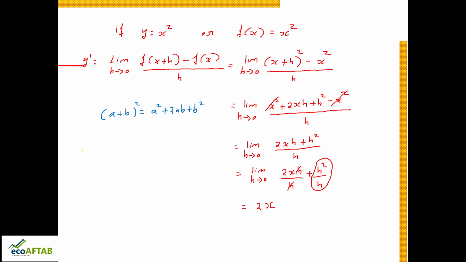If y is equal to x square is our original function, then the derivative y prime is equal to 2x, and this is the slope of the function.